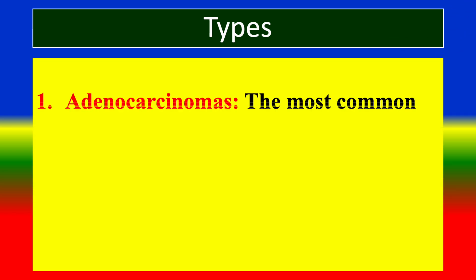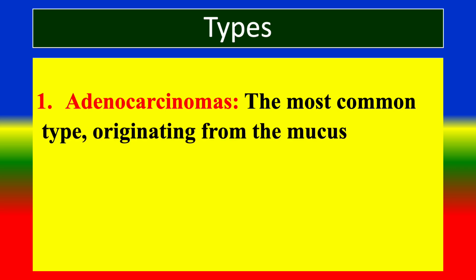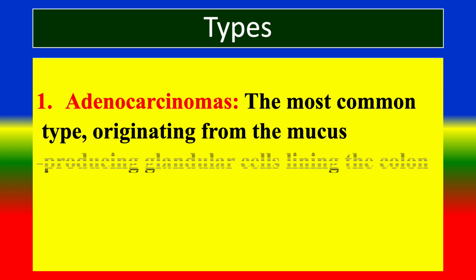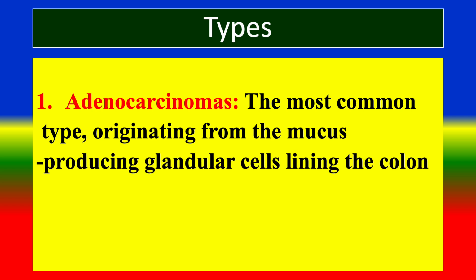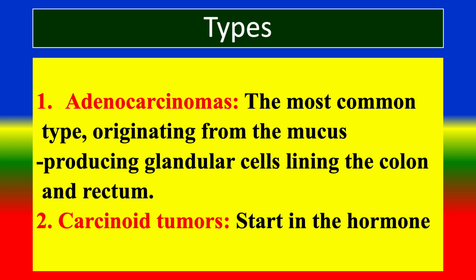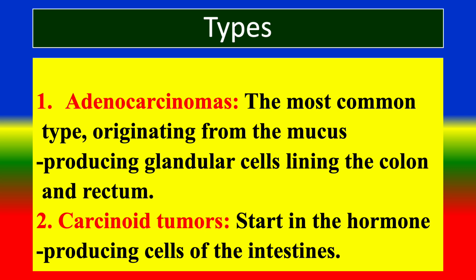Types. 1. Adenocarcinomas. The most common type, originating from the mucus-producing glandular cells lining the colon and rectum. Second, carcinoid tumors start in the hormone-producing cells of the intestine.